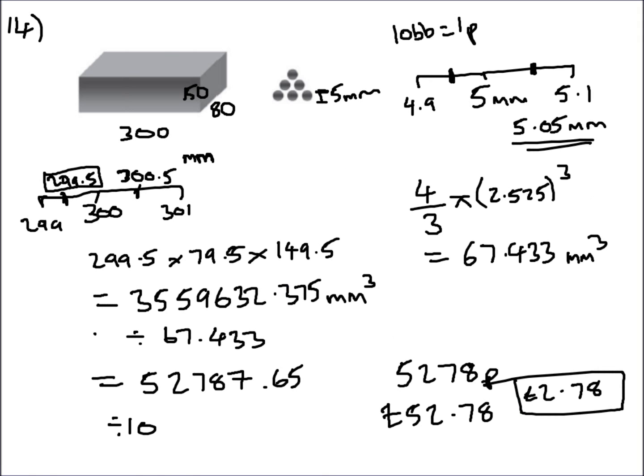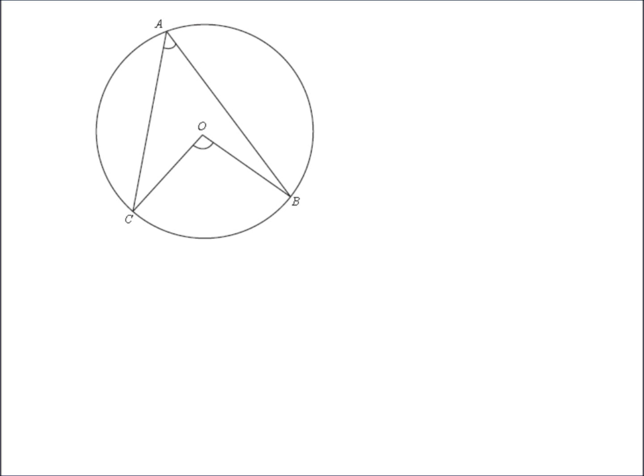Question 15. ABC are points on the circle with centre O. Prove that the angle subtended by the arc BC at the centre is twice the angle subtended by the arc BC at point A.